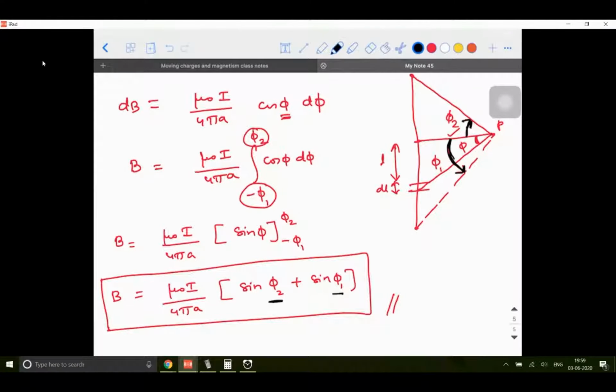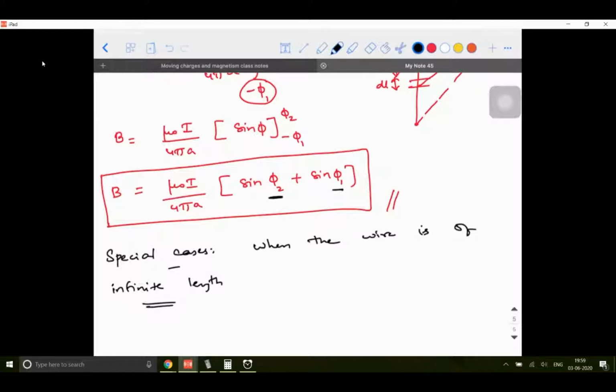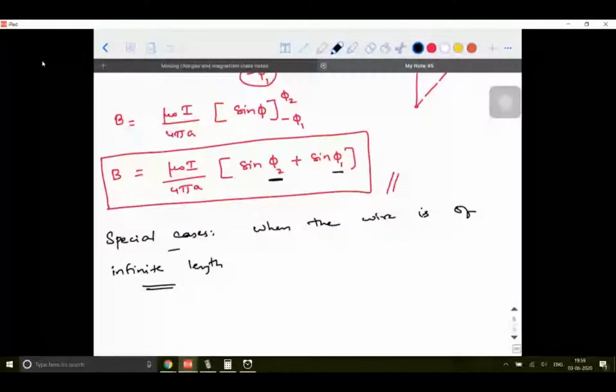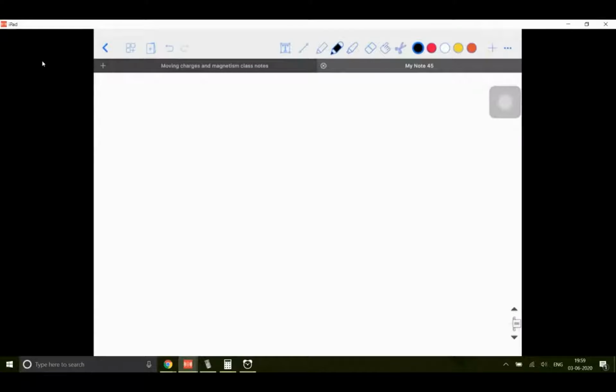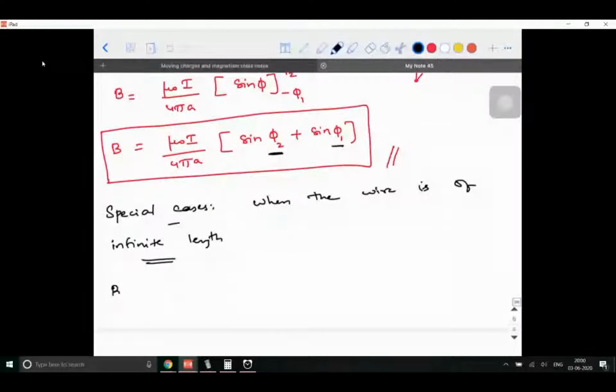Now, special cases. When the wire is of infinite length, I want somebody to tell me what changes will happen with respect to phi 2 and phi 1? Sir, phi 2 will be 0, phi 1 will be infinity. Will be 90. Both will be 90.